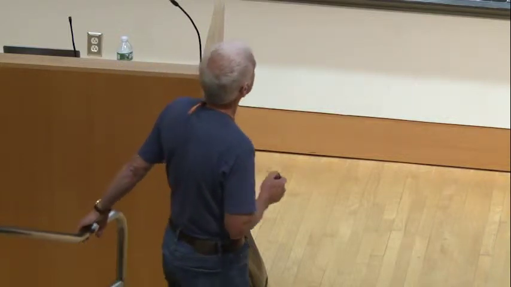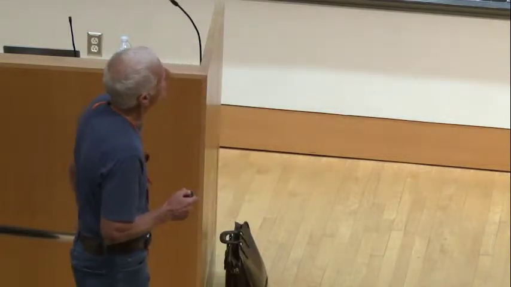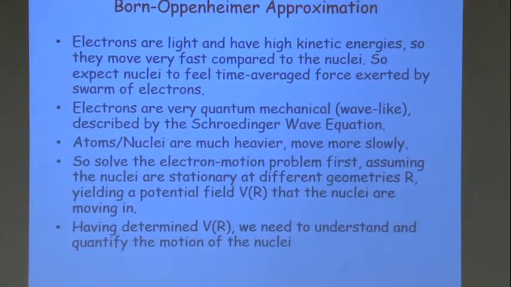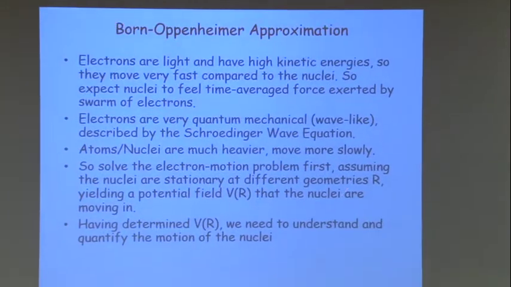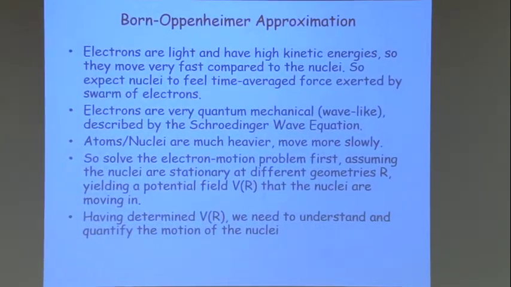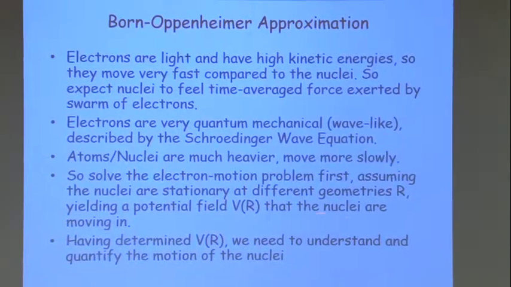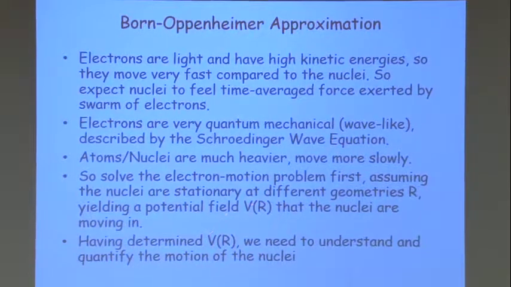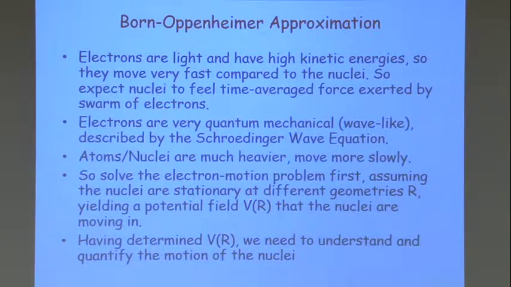So what we do is we solve the electron motion problem first, assuming that the nuclei are stationary at a particular geometry R, and yield a potential field V of R that the nuclei are moving in. And then we determine this V of R, and then we change the position of the nuclei and determine a new V for the new R.